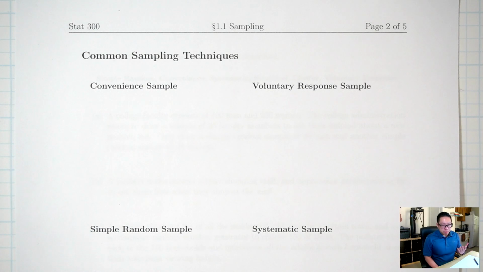We acknowledge that we can't always get data from everybody in the population. So instead of getting data from everybody, we're going to get data from a sample. And the question is, how do you pick the people in your sample? And so what we have here are 6 common ways of picking your sample. The first way is exactly what it sounds like, convenience sample. You're going to pick the people who are most convenient to pick.